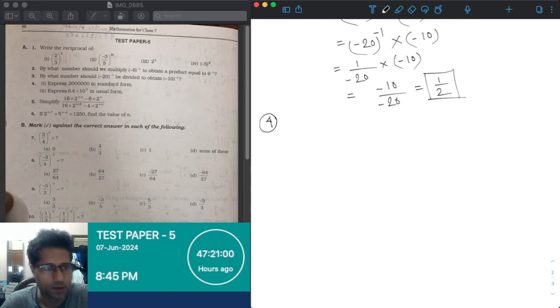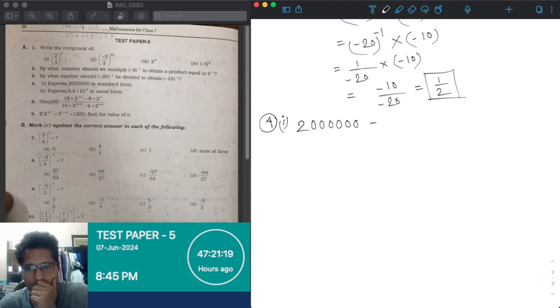Question number 4. It has 2 parts. Express in standard form. So we have to express 2, how many zeros? 6 zeros. 1, 2, 3, 4, 5, 6 in standard form. It means we have to express this in the form k into 10 to the power n, where n is a natural number or positive integer.